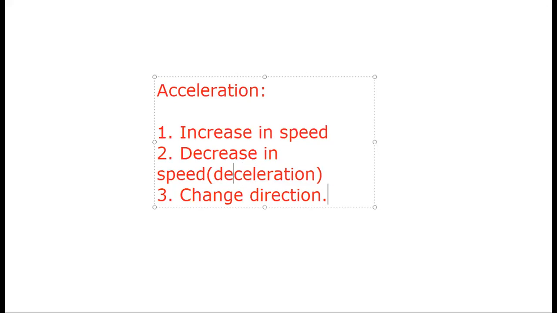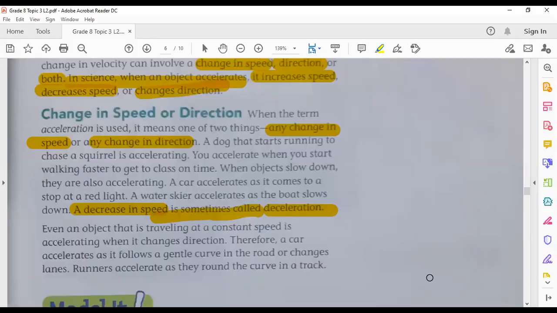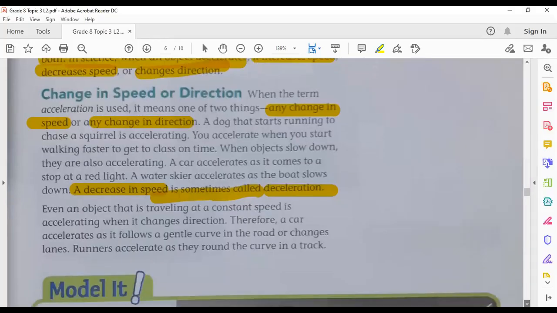Do you have any questions or any comments? So all of these are examples of acceleration: a dog starts running to chase a squirrel, you start walking faster. When objects slow down, they are also accelerating. A car accelerates as it comes to a stop at a red light. A water skier accelerates as the boat slows down.